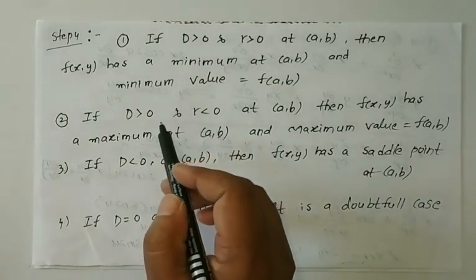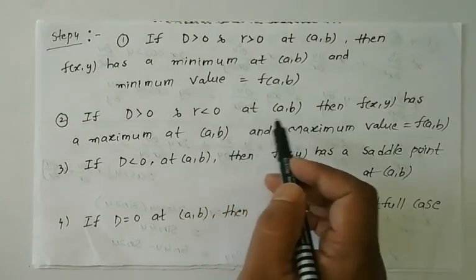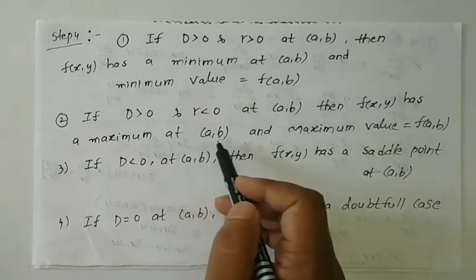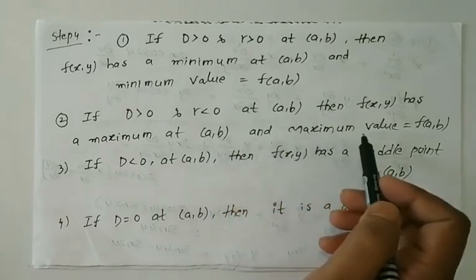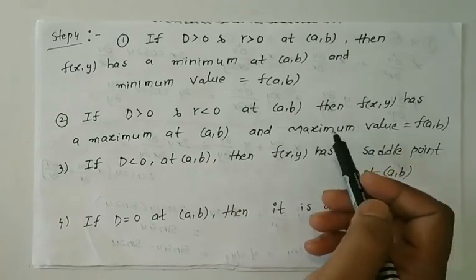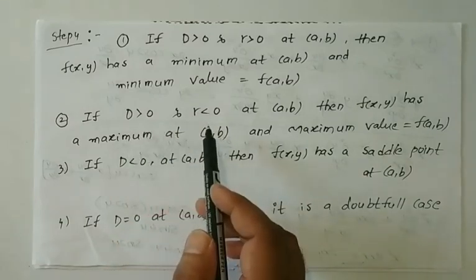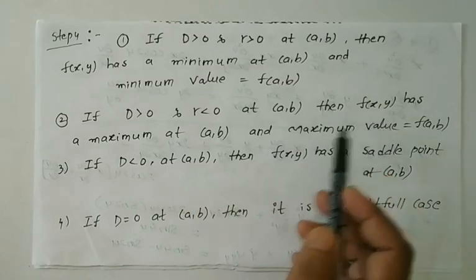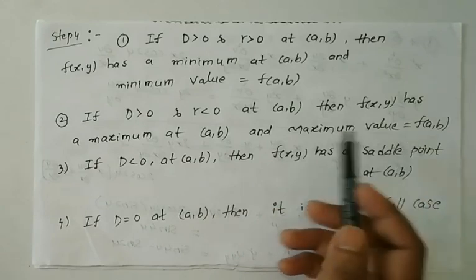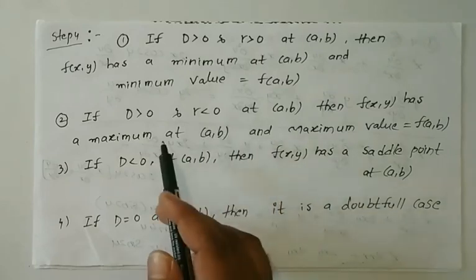Similarly, if D greater than 0 and r less than 0 at the point a comma b, then in this case we can say that the function f of x has a maximum value at the point a comma b. In this case the maximum value will be equal to f of a comma b, and the point a comma b is called a point of maximum. That's all. What is D? rt minus s square. What is r? fxx.